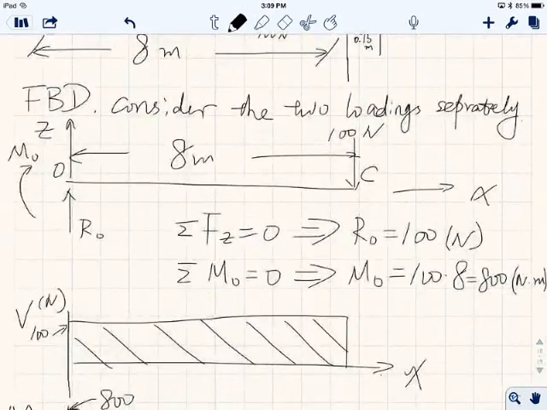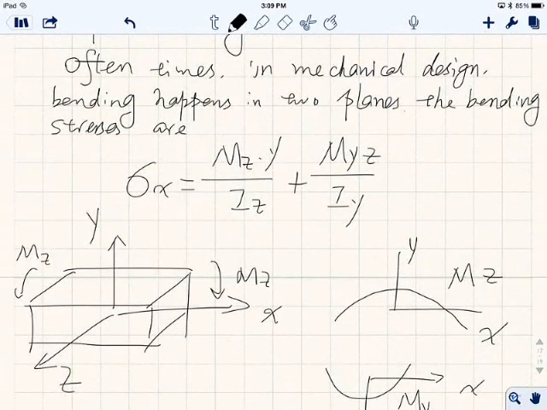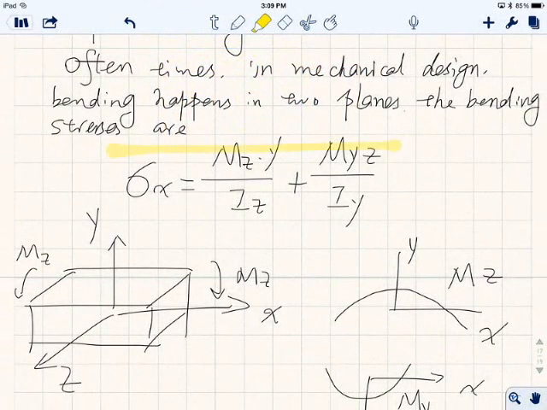All we are doing is using this equation over here, okay? This equation tells us that when you have a stress in the X direction, you have two-dimensional bending, in other words, a two-dimensional bending moment, MZ and MY, right? And the amount of stress, you can just do superposition together, right? So we can look at them individually. We look at this term individually, and we look at this term individually, okay?